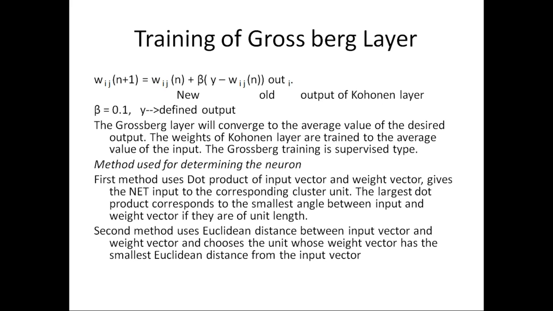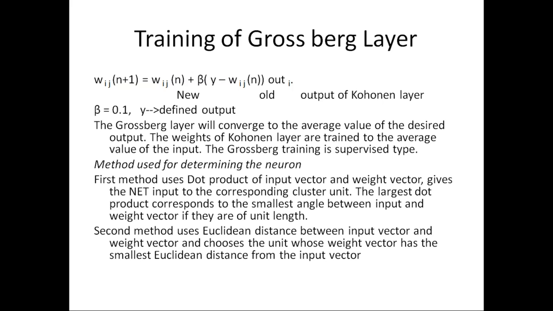plus beta into (y minus wij(n)) into out j. Here beta is the learning rate coefficient I told you, y is the output, wij is the weight, and out j is the output which is already processed by some function, right? Beta is taken as 0.1, and y is the defined output. The Grossberg layer will converge to the average value of the desired output, and the weights of the Kohonen layer are trained to the average value of the input. The Grossberg training is supervised. You remember that Kohonen is unsupervised, but the Grossberg is the supervised type.